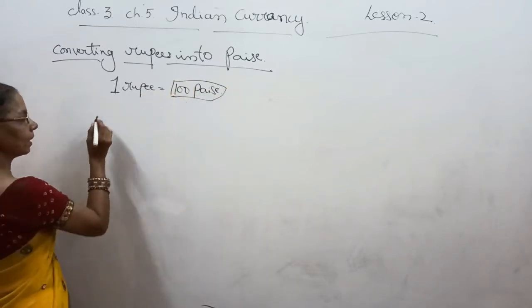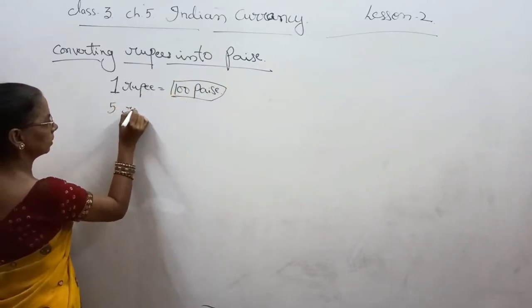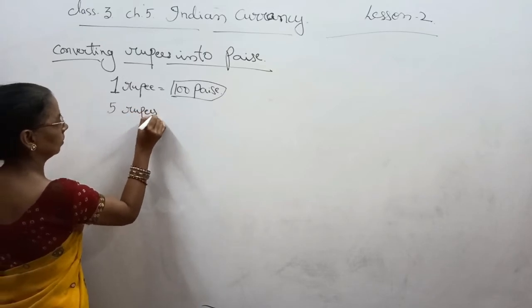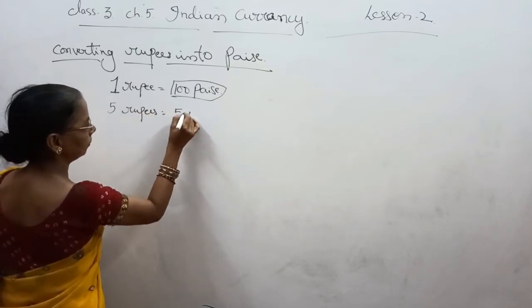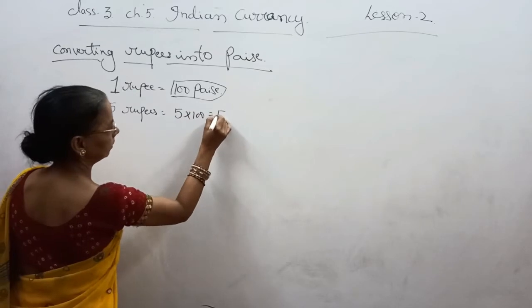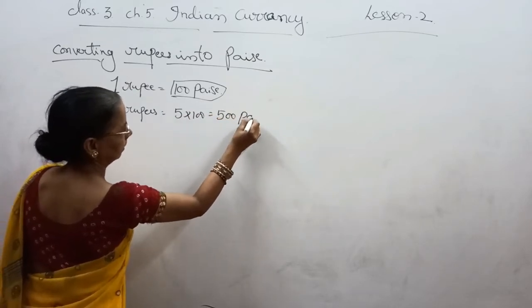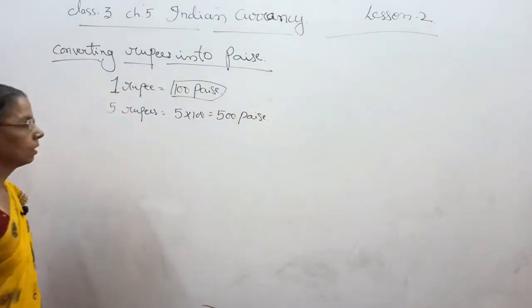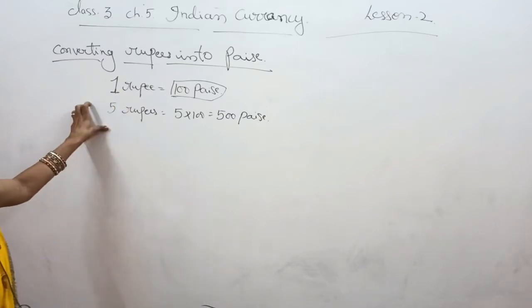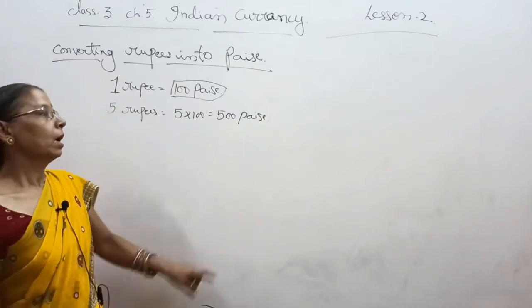Likewise, if we convert 5 rupees, then it is 5 into 100, which is 500 paise. Like this, we have to convert the rupees into paise.